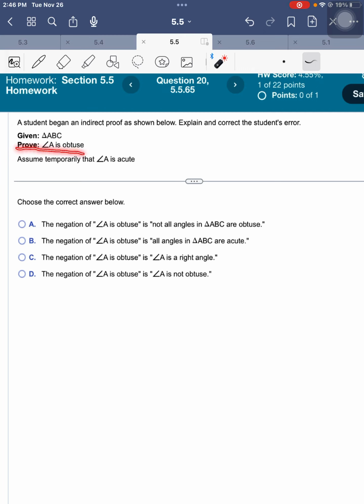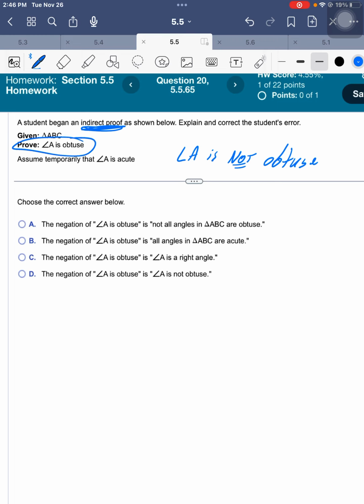Okay? So let's look at this. I want to prove that A is obtuse. So what is the opposite of A is obtuse? It should be A is not obtuse. So if I wanted to use indirect proof to prove this, then I would need to say that A is not obtuse. But what does it say here? Assume temporarily that A is a Q. What? That's not how we go about doing indirect proofs.